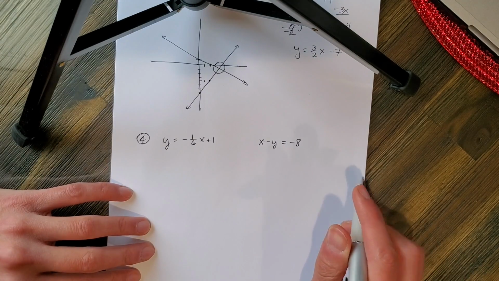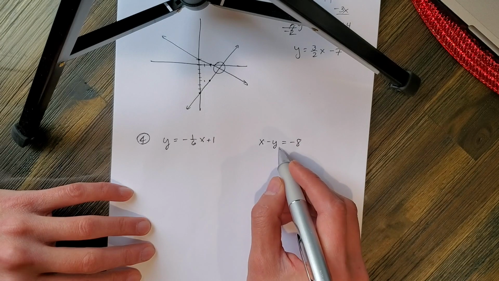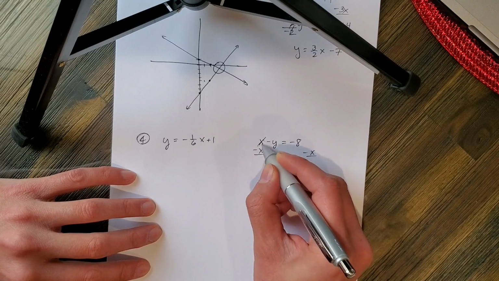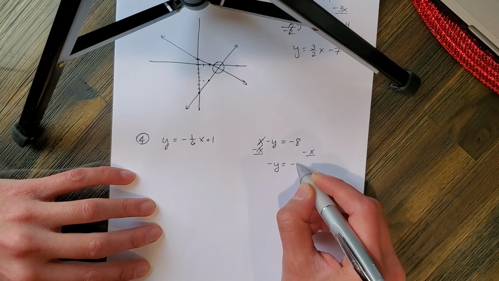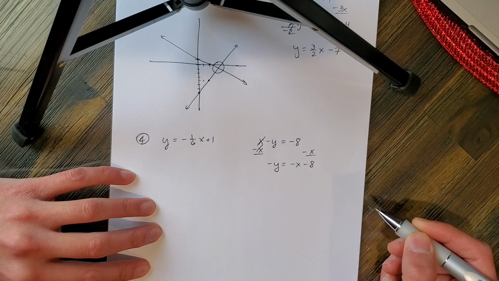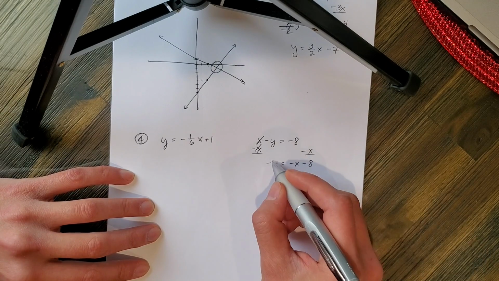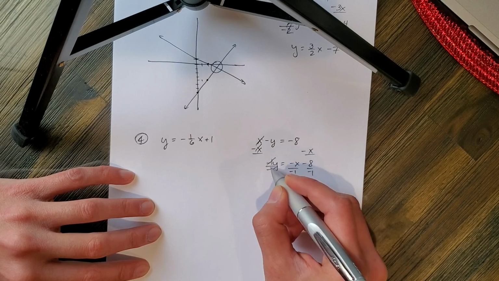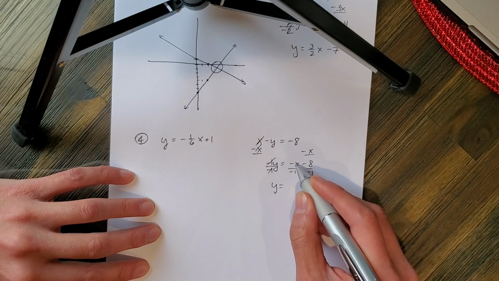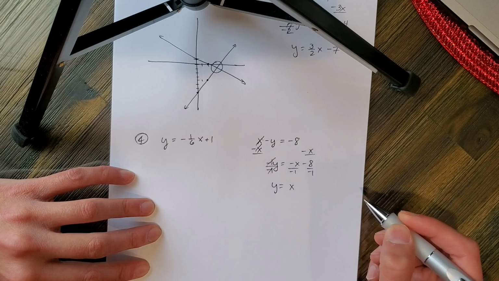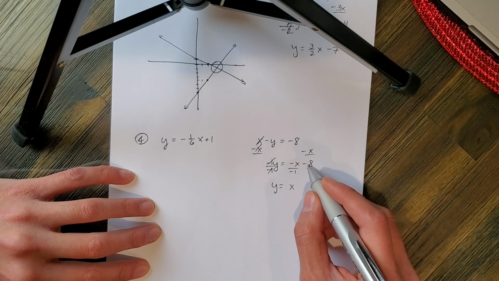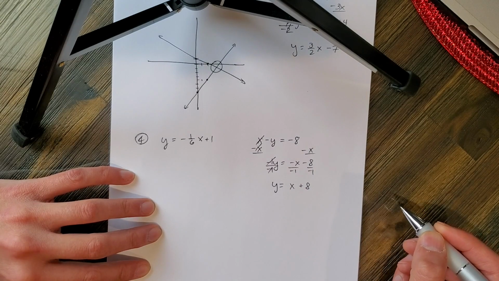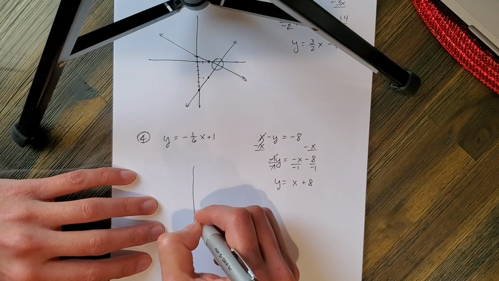Last one. Let's go ahead and write this in slope-intercept form. Subtract x on both sides. I have negative y equals negative x minus 8. All these negatives here. Okay? But we're going to go ahead and divide by a negative 1 on both sides. And so I'm left with y equals, well, negative over negative is a positive. So here we have positive x. And then negative over negative is a positive. So we have positive 8. So x plus 8. Okay?